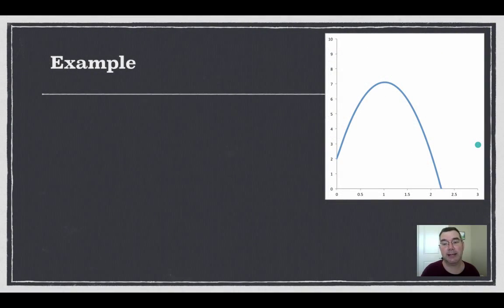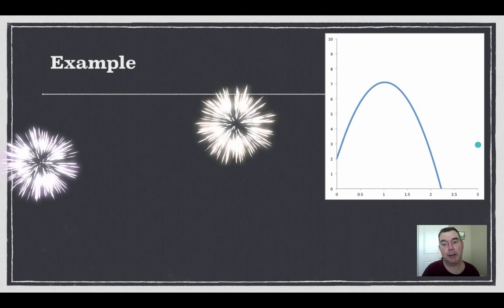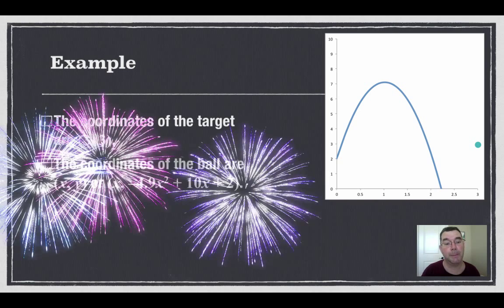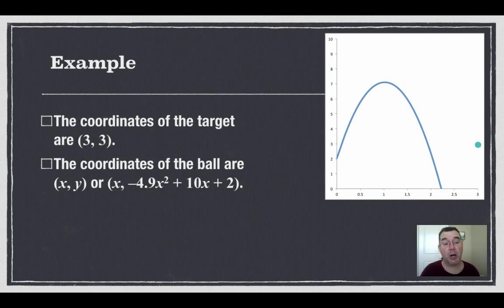Okay, so what I've done is I've modeled the ball, the target with that little blue-green dot there, and I've modeled the path of the ball with that upside-down parabola. So I know that the coordinates of the target are 3 and 3. It's 3 meters off the ground, and it's 3 meters away from him. The coordinates of the ball are going to be at any point some x and some y, but I know how to figure out the y. That's going to be negative 4.9x squared plus 10x plus 2.